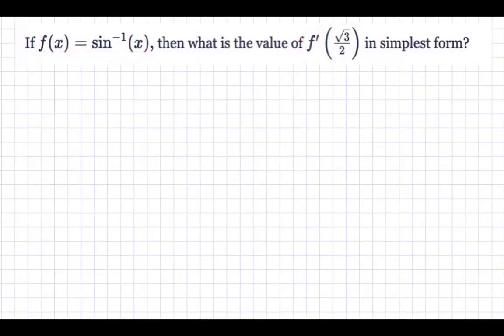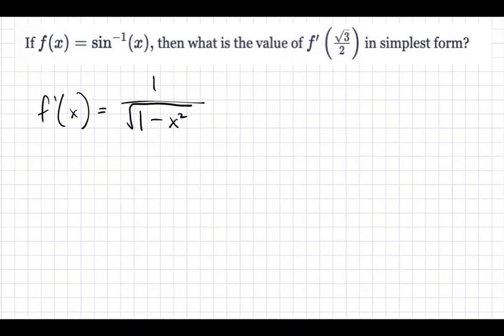So the derivative of inverse sine, this is just regular inverse sine, right? u is just x, kind of like the one we just had. So it's going to be 1 over the square root of 1 minus x squared. Done. Derivative is done.